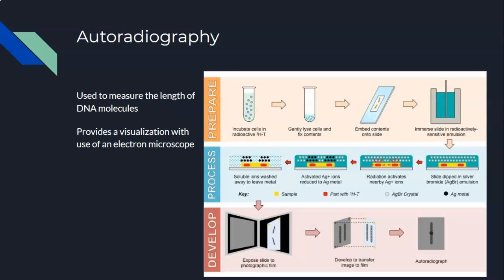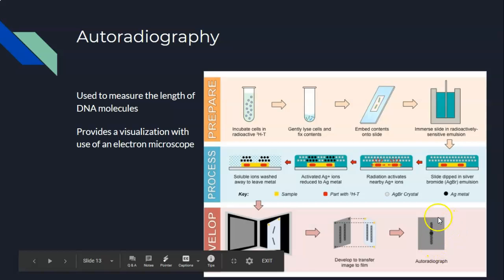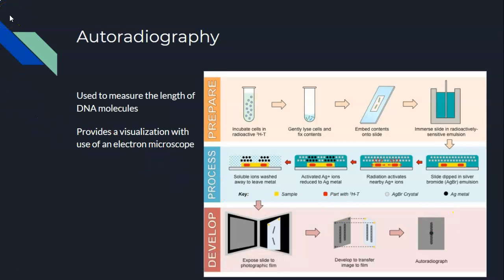All right, now we're going to get into a process called autoradiography. This was used to measure the length of DNA molecules and provides an actual visualization of the DNA and of the chromosome with the use of an electron microscope. You can take a minute and pause and check out this picture, but what I really want you to understand is that at the end, you get this autoradiograph of the DNA that you can see, and you can really understand its size in relation to other chromosomes, where the centromere is, the size of the arms, all of that.